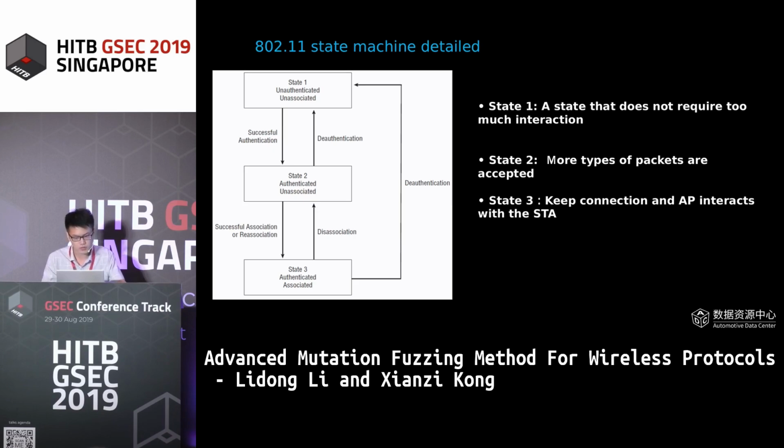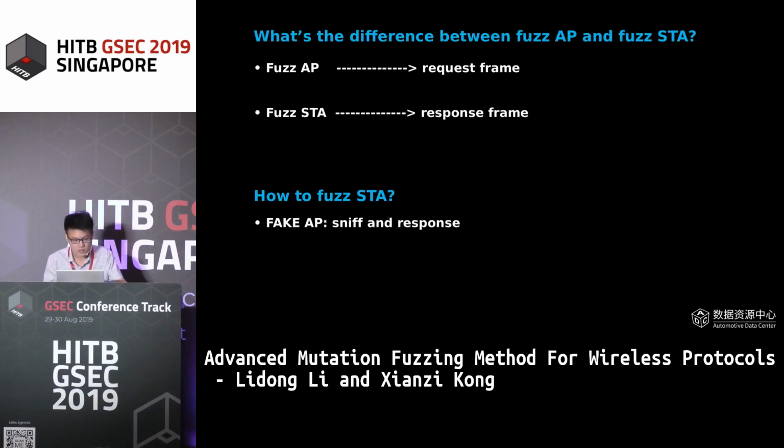Next, I will introduce the importance of the state machine by discussing how to fuzz a station. Firstly, let's consider the difference between fuzzing an access point and fuzzing a station. In most cases, the station sends a request frame to the access point, then the access point sends a response frame to the station. Just sending a response frame to the station does not work. We need the station to send the request frame actively. Then we can create an error response to fuzz the station.